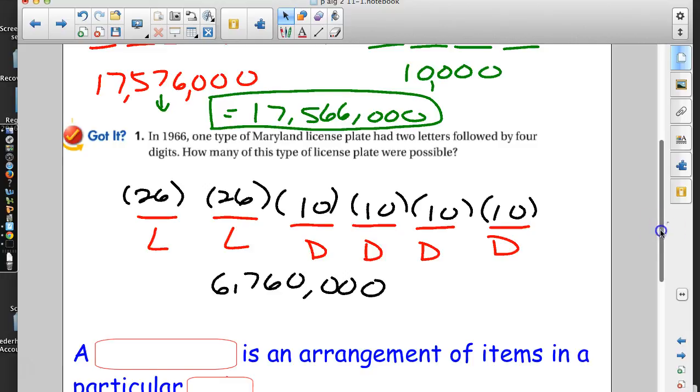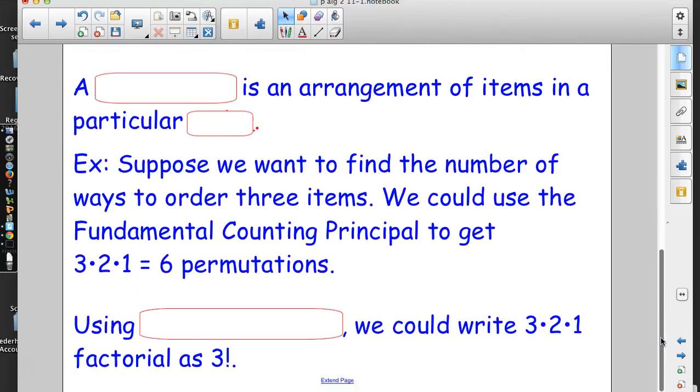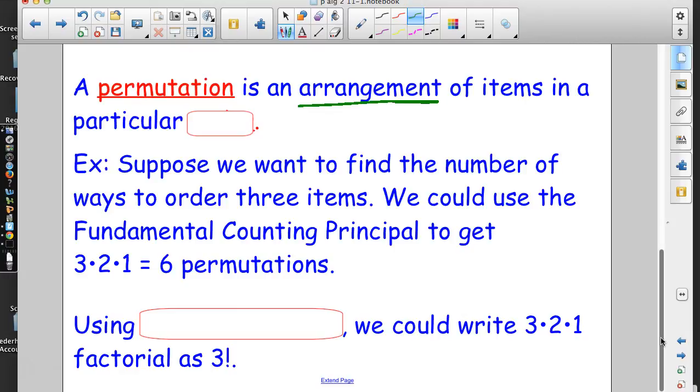Down here, a blank is an arrangement of items in a particular blank. This is where we get the important distinction between our objective of what's a permutation and what's a combination. Permutations are used for arrangements. An arrangement means that order is important.